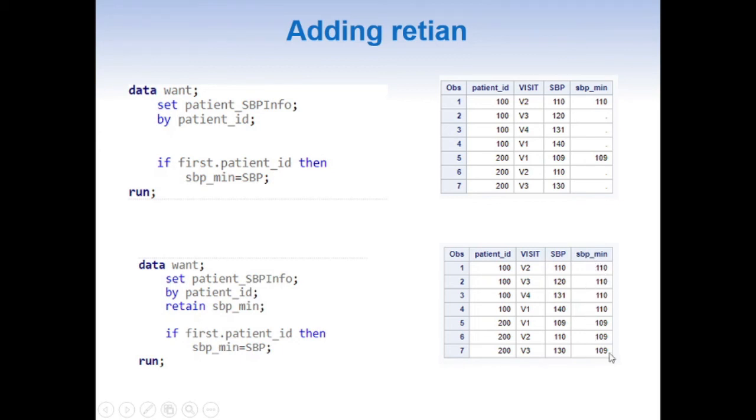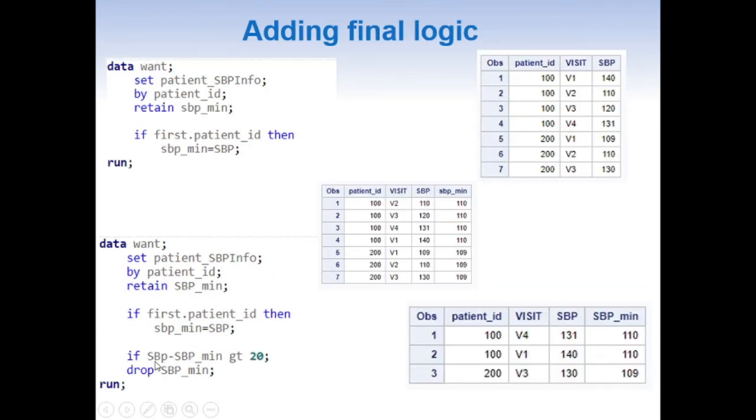Now all we need to do is subtract and find when the difference is greater than 20. And I'm going to add that particular line in here. That is, if SBP minus SBP_min is greater than 20, then only do an output. And this yields the result we want.